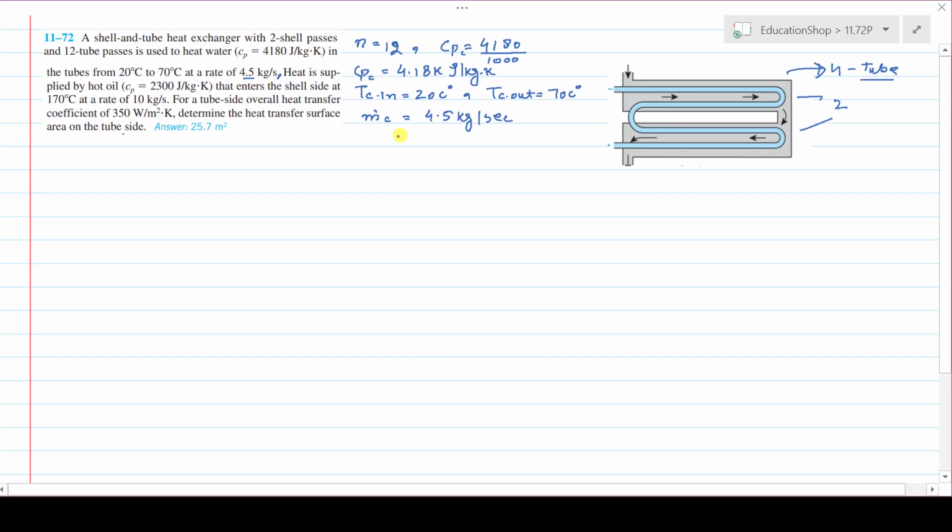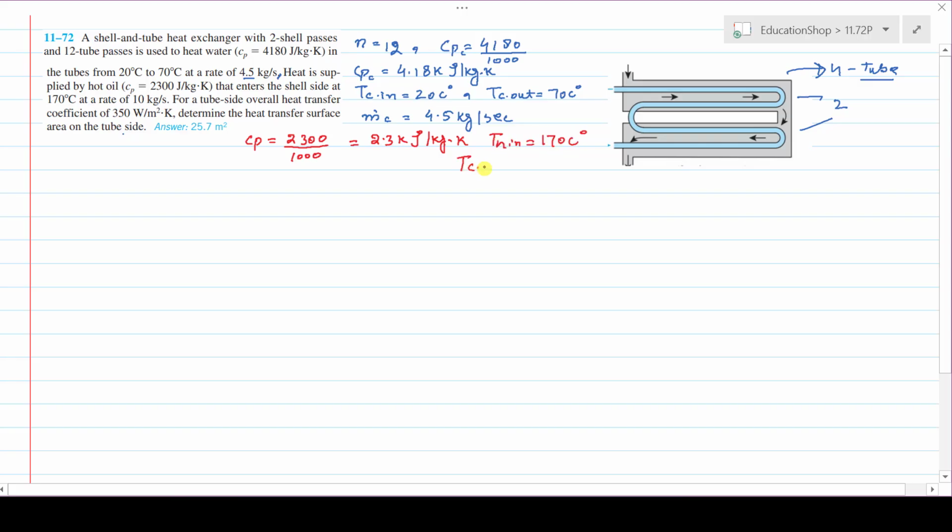Now let me write the data for the hot fluid. The Cp value for the hot fluid is 2300 joule per kg Kelvin. But we need to convert that 2300 joule per kg Kelvin into kilojoule per kg Kelvin. You need to divide it by 1000 and it will give you 2.3 kilojoule per kg Kelvin. The hot fluid enters at the shell side at a temperature of 170 centigrade. The T hot in is 170 centigrade.